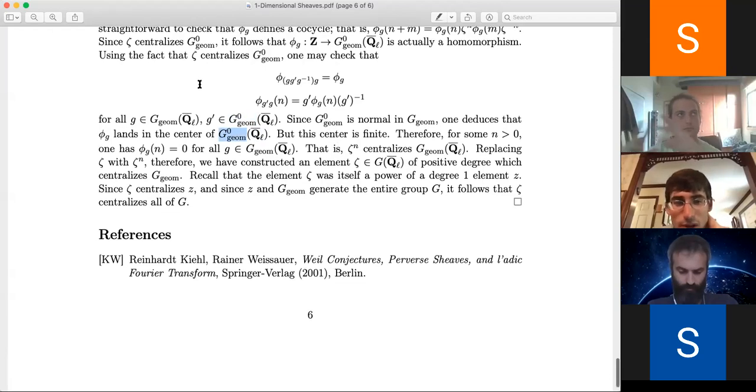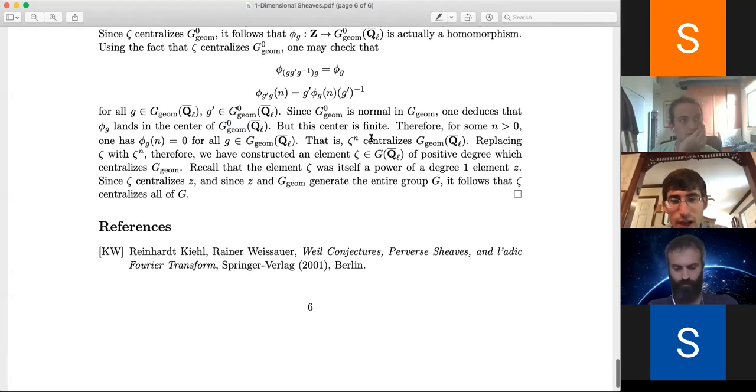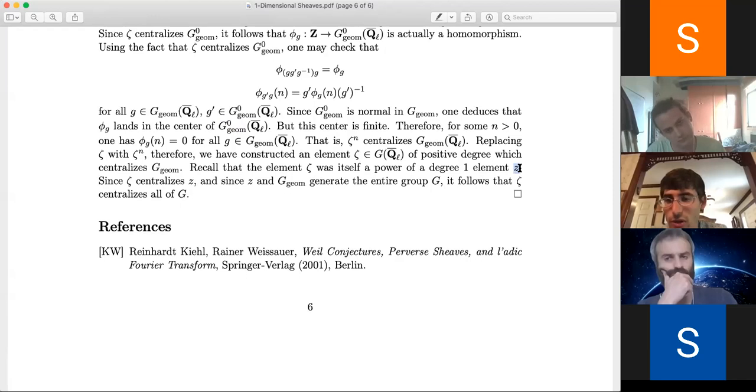And so for some n greater than 0, phi G of n is trivial. For some n depending only on this group, not depending on G, phi G of n is trivial for all G in the geometric monodromy. Okay, and so that says that zeta to the n centralizes the geometric monodromy. And so replacing zeta by zeta to the n, we have an element of positive degree which centralizes the geometric monodromy, and this element was a power of a degree 1 element Z, which it therefore also centralizes, and so it centralizes the entirety of the group G.